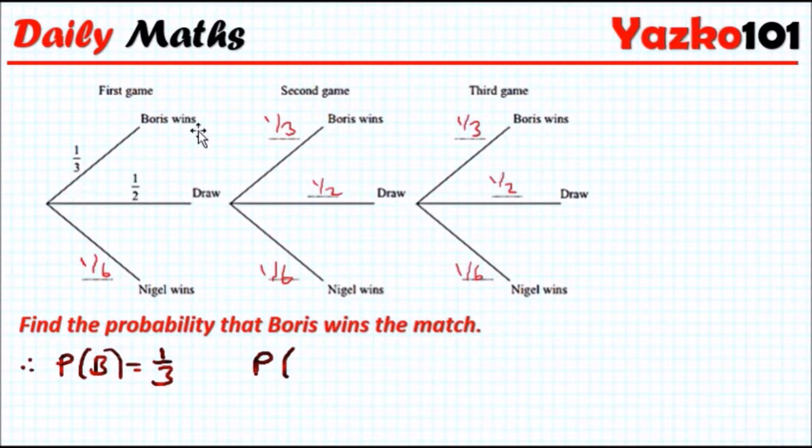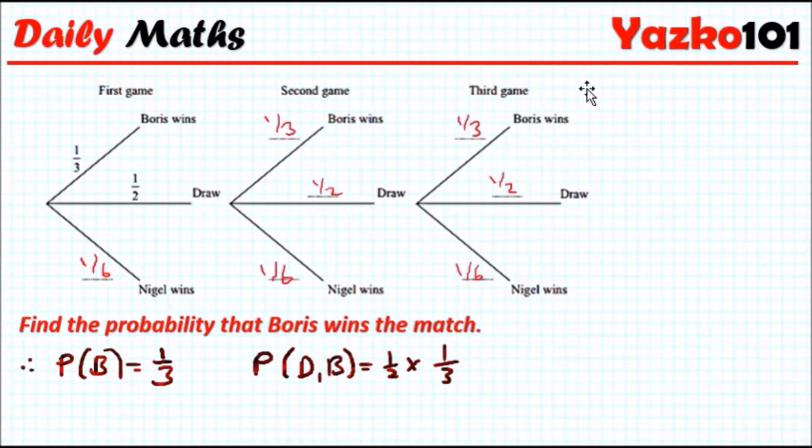In order to win the second game, Boris needs to draw the first game, then win the second. So the probability of this occurring is drawing first, then winning second. So it'll be half times a third. The way I label this, I always put the probability of the event, comma, then the next event. The comma means that you're multiplying, you're traveling across.